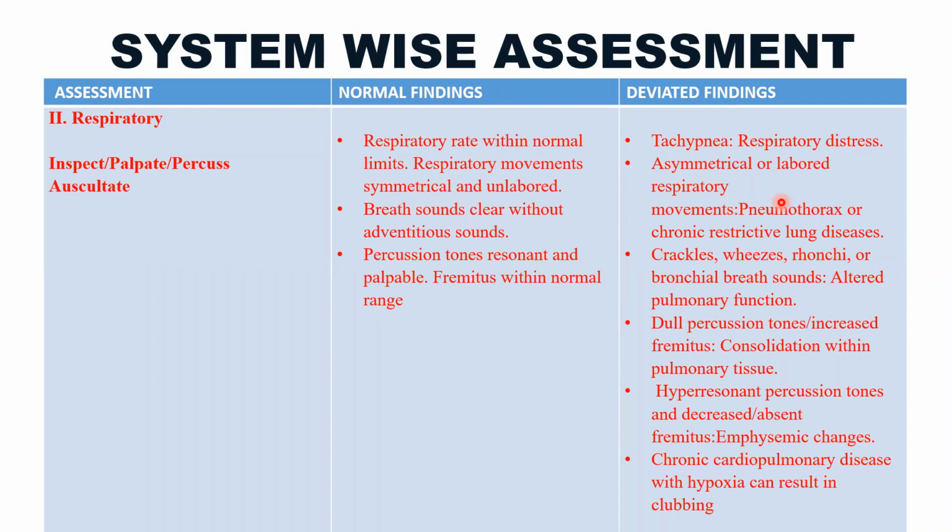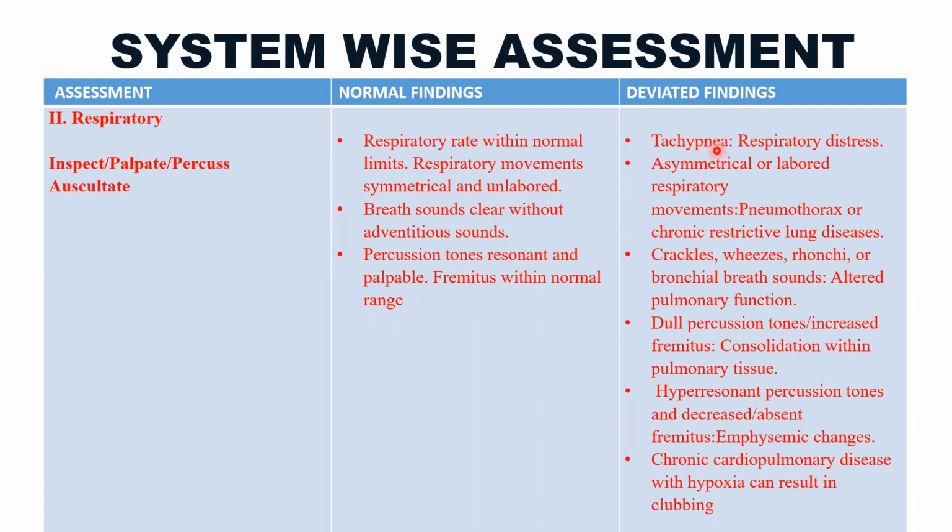Under the respiratory system, you're going to inspect, palpate, percuss. So first thing is respiratory rate within normal limits. Respiratory movements symmetrical and unlabored. Breath sounds should be clear without any adventitious sounds. Percussion tones resonant and palpable fremitus within the normal range.